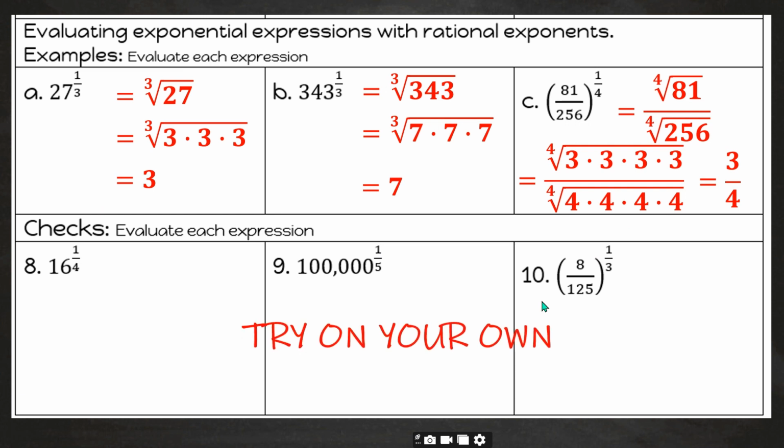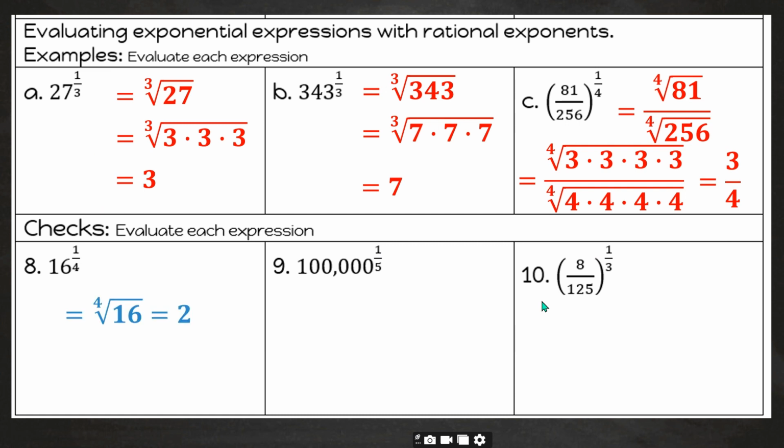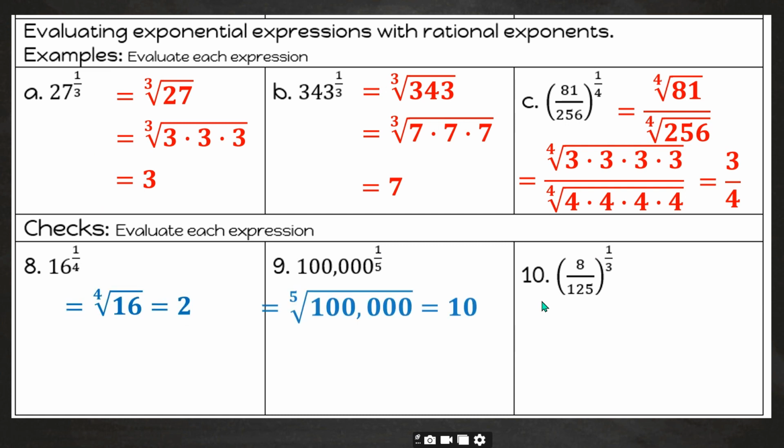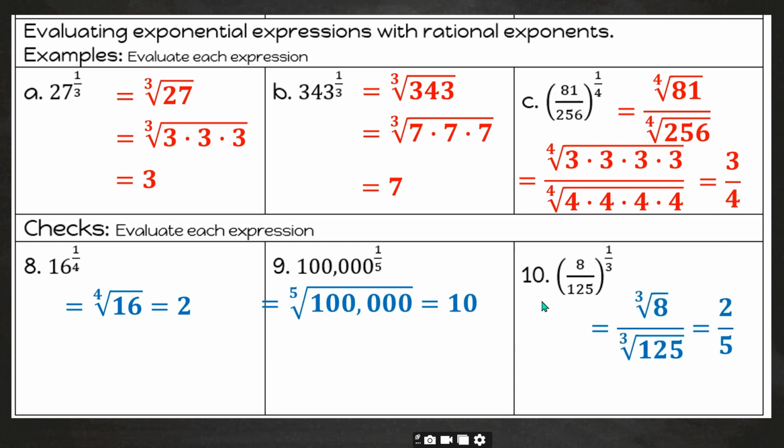Finally, you're going to try 8, 9, and 10 on your own. Pause the video, come back and check your answers. All right, the fourth root of 16 is 2. The fifth root of 100,000 is 10. And the 8 over 125 to the 1/3 power, you would rewrite as the third root of 8 over the third root of 125, which simplifies to be 2/5.